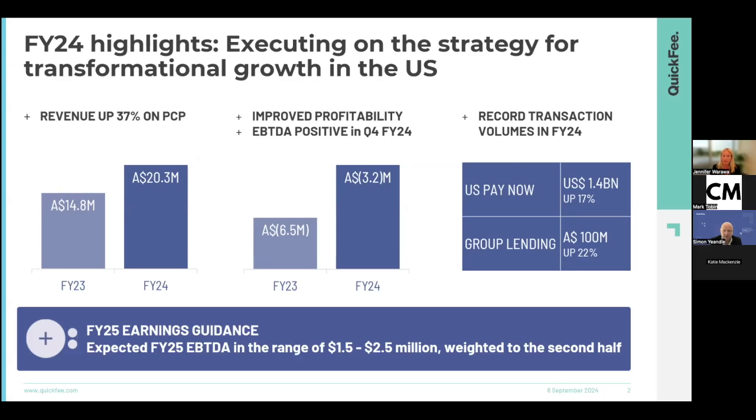We're issuing earnings guidance for the FY25 year, expecting FY25 to be EBITDA positive in the range of 1.5 to 2.5 million, weighted to the second half. And we'll get into how we plan to deliver that later on in the presentation. Overall, I'm pleased with the progress that we've made and the results that we've delivered in FY24, but I'm still very aware that this is just the tip of the iceberg and there is much more to be done and so much opportunity ahead of us.